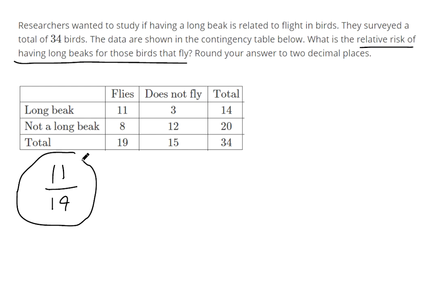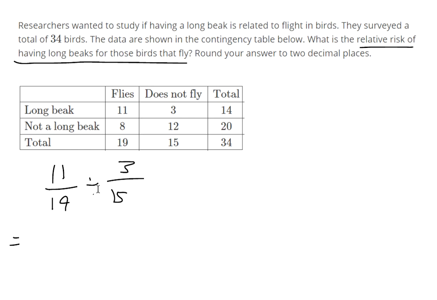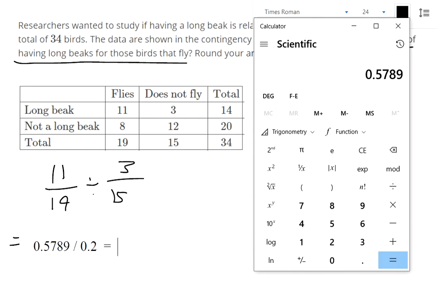So that's our estimated probability based on the table of being a bird that flies and having a long beak. And we want to divide that by the control group's probability of having a long beak. There's 3 in the control group, the does not fly group, out of 15, or it doesn't have to be the control group, whatever the other group is. If you divide those two, same thing, just calculator work, right? 0.5789, and you divide that by 3 out of 15. I'm a math teacher, I should already know that's 0.2. So that's 2.89. We round to the second decimal place.